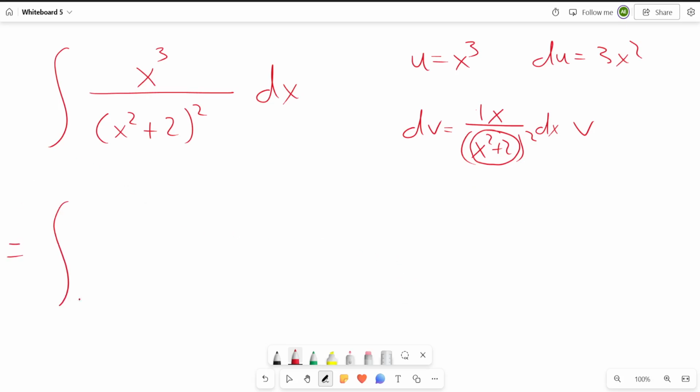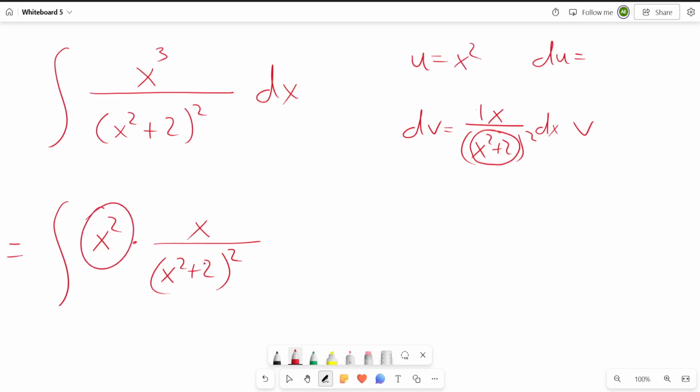Let's rewrite this integration. I'll split this x cubed into x squared times x, so this is basically x cubed over x squared plus 2 all squared. And now I'm going to choose my u as x squared. So this part over here is my u, and this whole part over here is going to be my dv. Why? Because I know that the integration of this part could be done using u substitution. This is with respect to dx. So let's choose our dv as x over x squared plus 2 all squared dx.